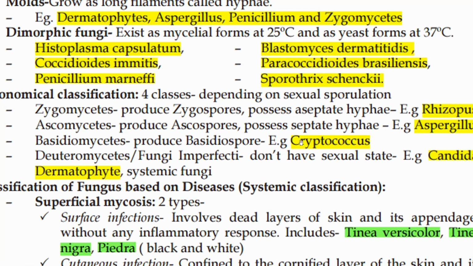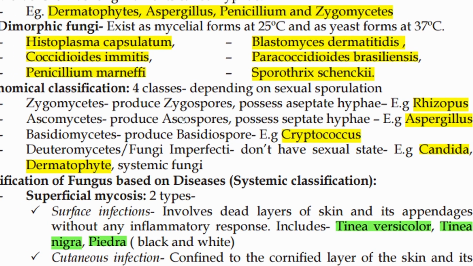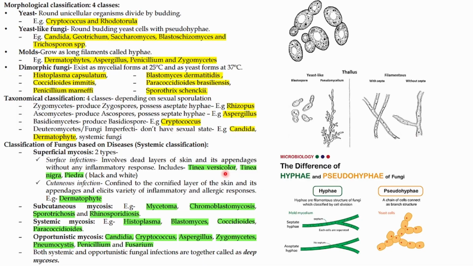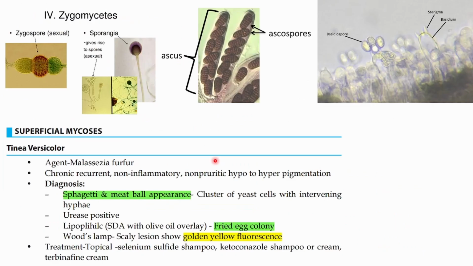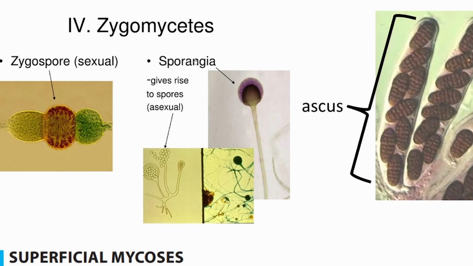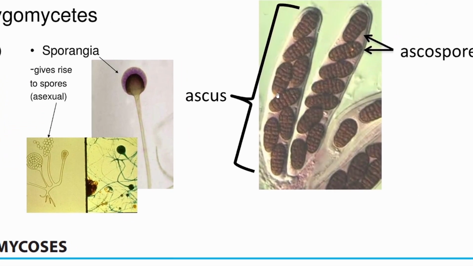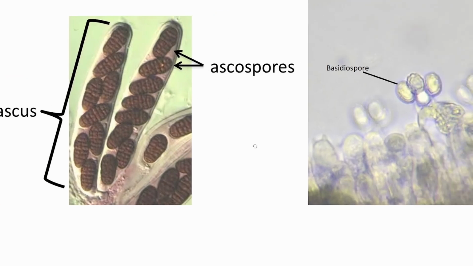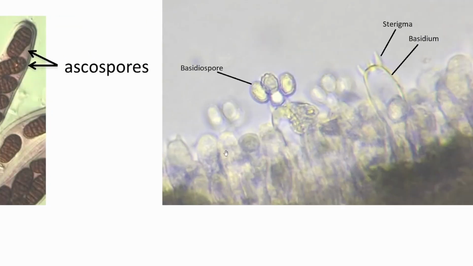Then we have the ascomycetes. So again, ascomycetes produce ascospores. I'll just show you the spores if you have never seen them. So see here, these are the ascus or the ascospores. This whole thing is called ascus and the things inside them are called ascospores. I'm just showing you the pictures if you have never seen it, that's all.